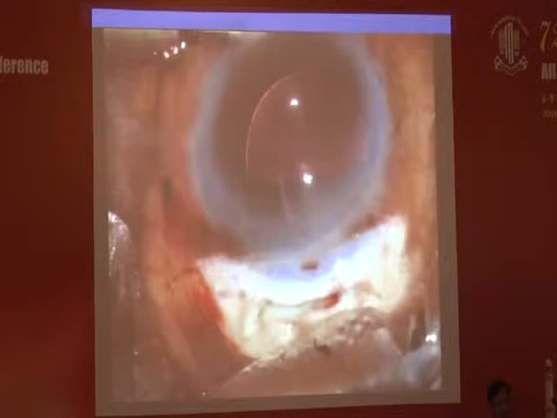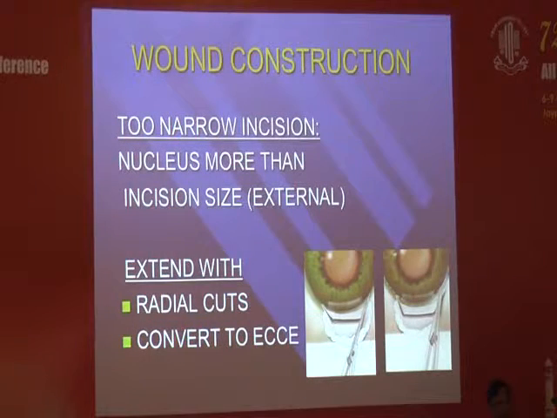Why? It is because of two things. One is iridodialysis or more handling. So that can cause such a thing. So beforehand only you will have to be careful. Now here, with a too narrow incision, if you place an IOL larger than the incision size, it will not come out. Extended. Now see the extension.